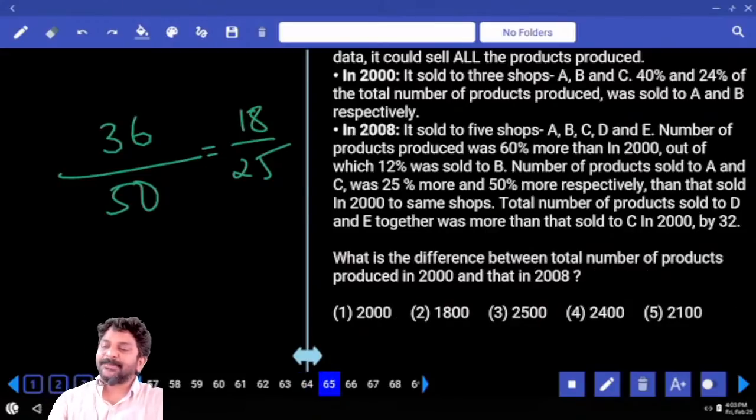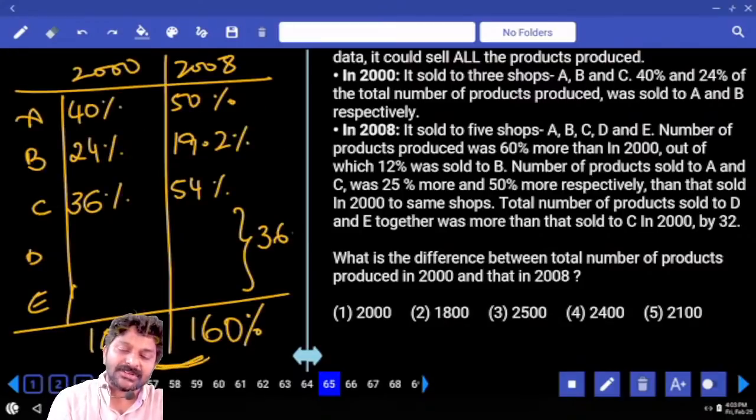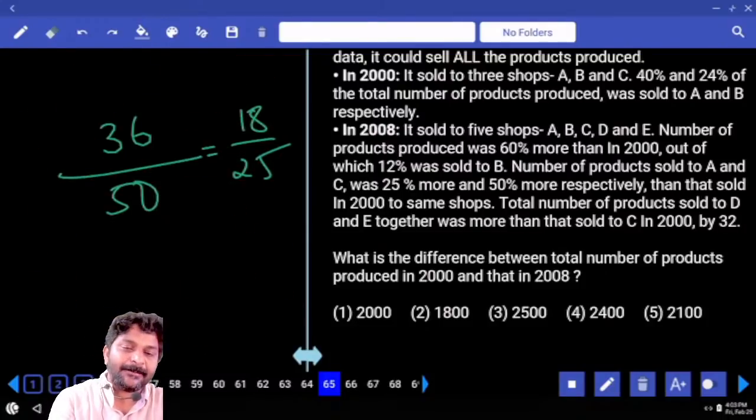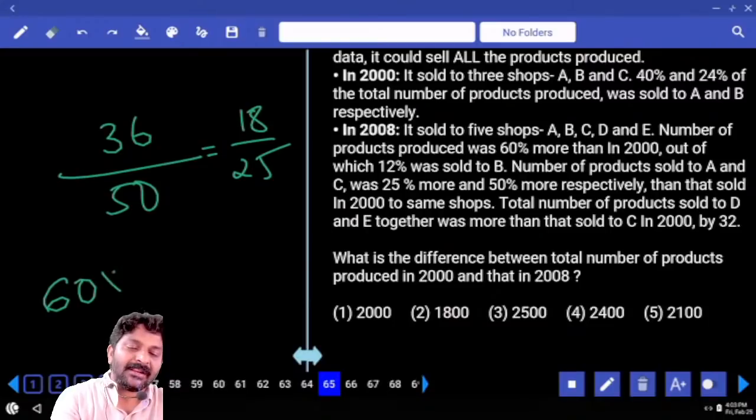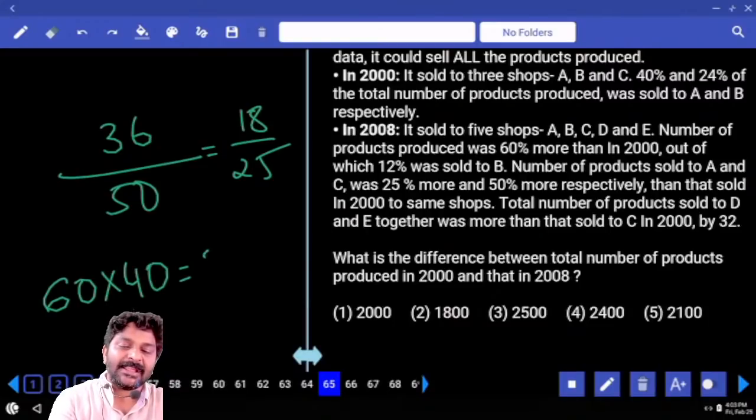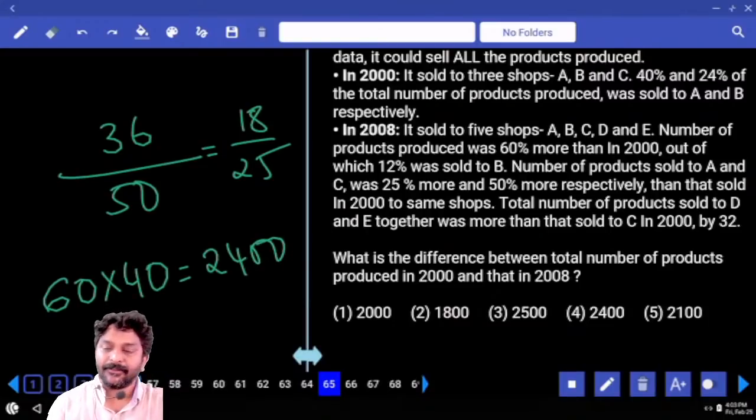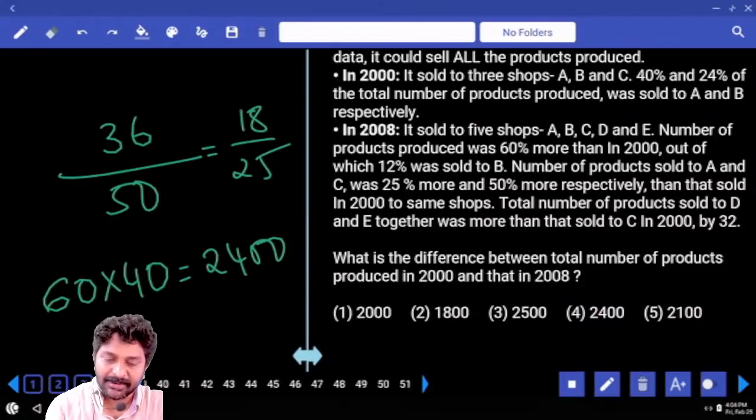What is the difference between the total number of products produced in 2000 and 2008? In terms of percentage, the difference is 60% only. But in terms of a number, multiply by 40. Answer: 2400. Fourth option. Are you done? So now we are left with only arithmetic questions.